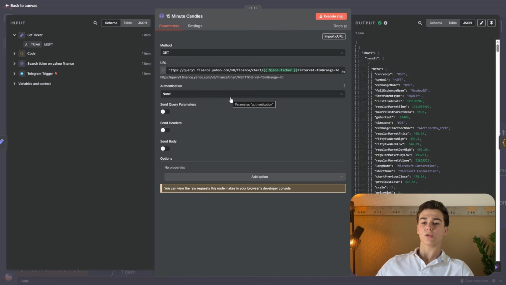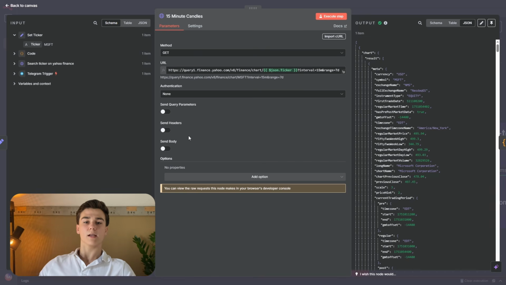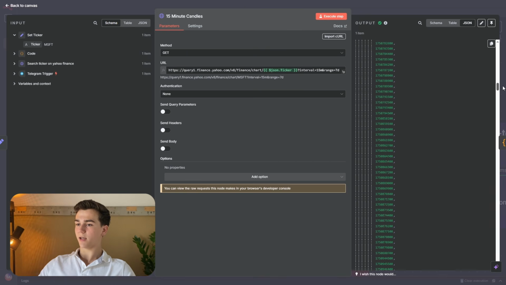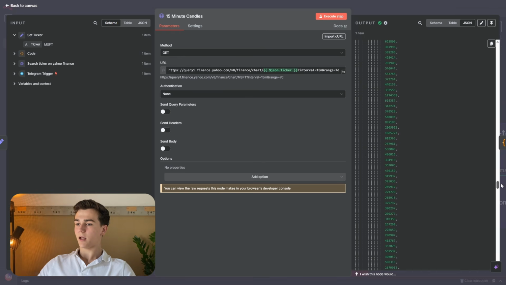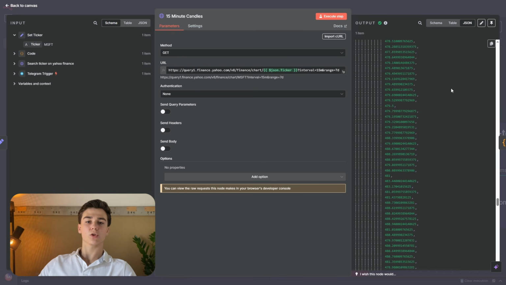And then the authentication will be a none. Send query parameters will be turned off, and these two will also be turned off. And if you set up everything correctly, then you will receive this data. So here we have the data from the last 7 days with all of the candlestick data. And we need to use this later on in our short-term analysis.